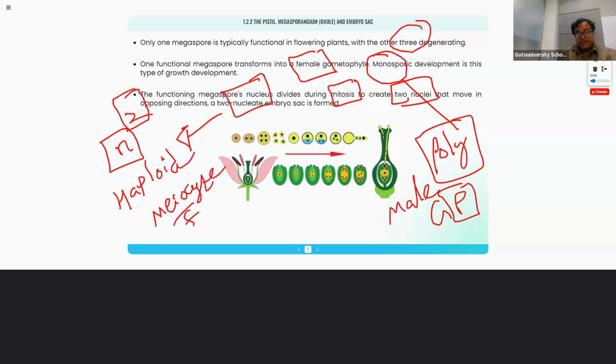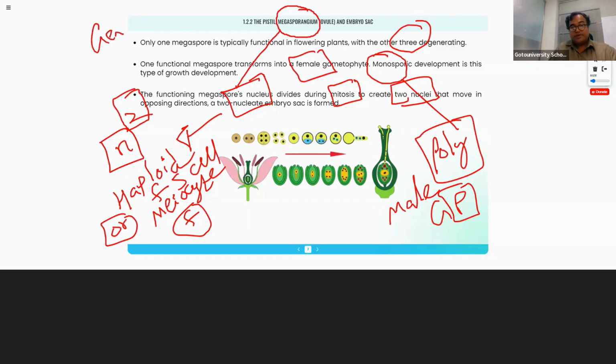Female meiocyte, haploid female sex cell. How many N are formed? Two single N are formed. So multiple tough questions will be asked in megasporogenesis, which is nothing but the formation of megaspore by the megasporangium. The formation of megaspore by the megasporangium is called megasporogenesis. Genesis means synthesis.